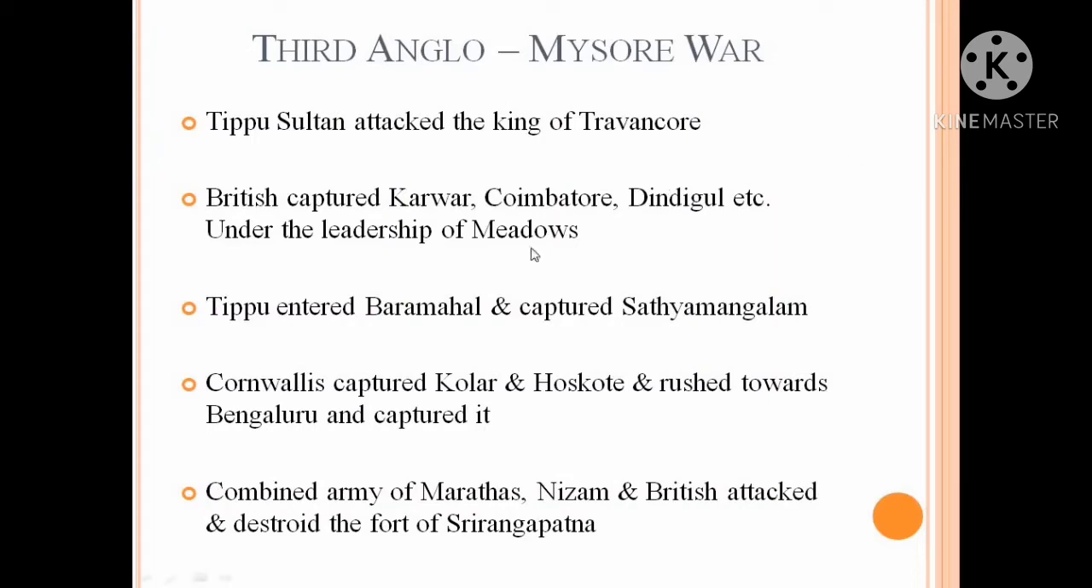The third Anglo-Mysore War started because of Tipu Sultan's attack on the king of Travancore. He was the ally of the British. Immediately the British captured Karwar, Coimbatore, Dindigul, etc., which were under the control of Tipu Sultan, with the army of the British under the leadership of Meadows. And Tipu entered Baramahal and captured Satyamangala. There he got victory. This side the British got victory. And Lord Cornwallis captured Kolar and Hoskote and rushed towards Bengaluru and captured it. Bengaluru was under the control of Tipu Sultan, and was captured by Cornwallis.